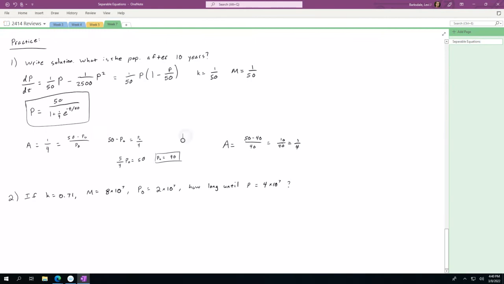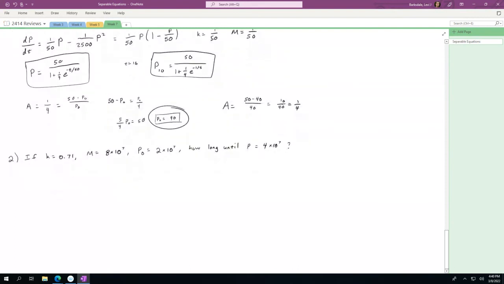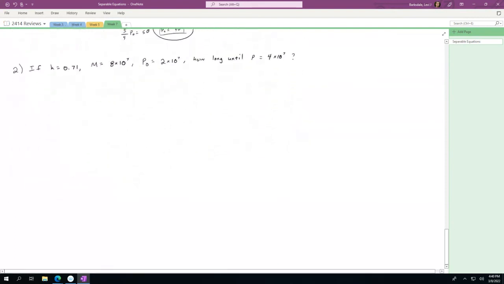Now after 10 years, we have t is equal to 10. So P sub 10 is equal to 50 divided by 1 plus 1/4 e to the negative 10 over 50, or e to the negative 1/5. And again, sorry about that. Our initial population is 40. And that is the last bit of information you need to solve.